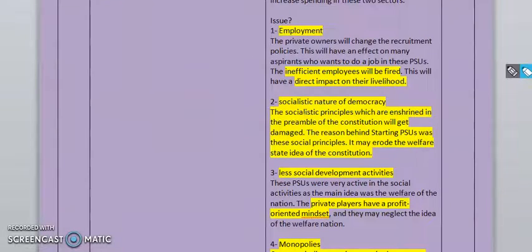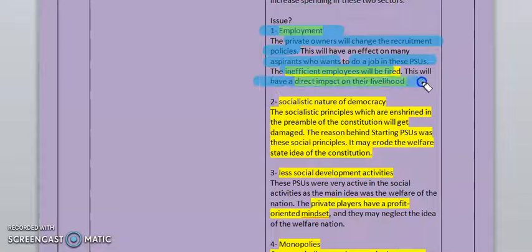Next one: what are the issues related to privatization? What are the bad things of privatization, or the other side of the coin, we can say. The first one is employment. The private owners will change the recruitment policies. This will have an effect on many aspirants who want to do jobs in these PSUs. The inefficient employees will be fired. This will have a direct impact on their livelihood. So this is the first issue with privatization.